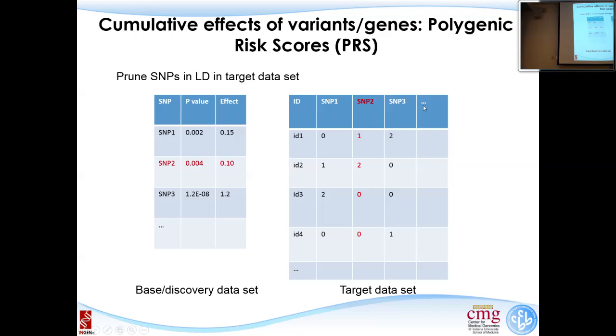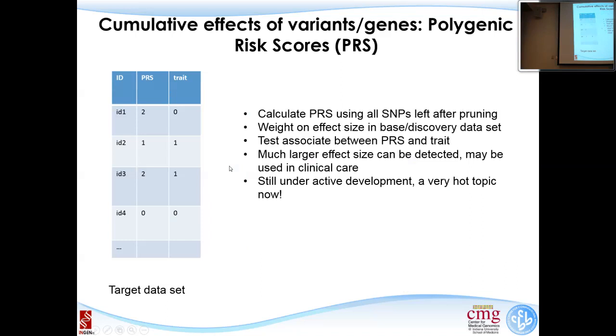And as I said before, SNPs are in LD. Maybe these two SNPs are in LD, so I only keep the most significant one. So this is gone, this is gone. Then you use all the SNPs left to calculate the PRS. So for each individual, you have a PRS score, and of course they have their phenotype or trait. Then you perform a simple association. If the people with a high PRS score have a particular trait, then you have something significant.